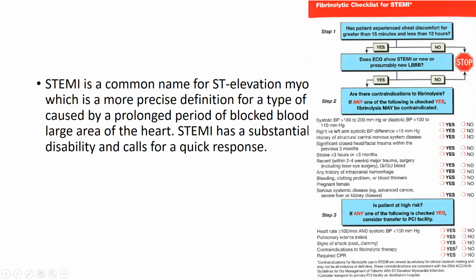Okay, so is the patient at high risk? If any one of the following is yes, consider transfer to a PCI facility. So again, more questions here. Step 3: heart rate greater than 100, so this is basically tachycardia, or their systolic blood pressure less than 100, so low blood pressure.